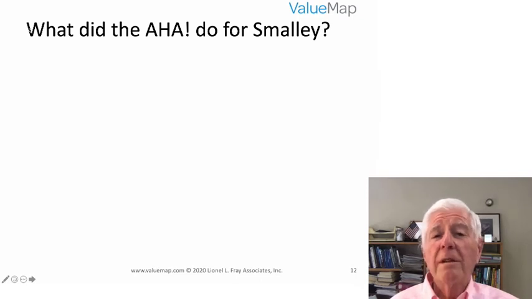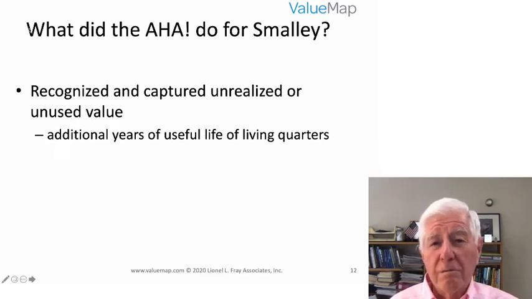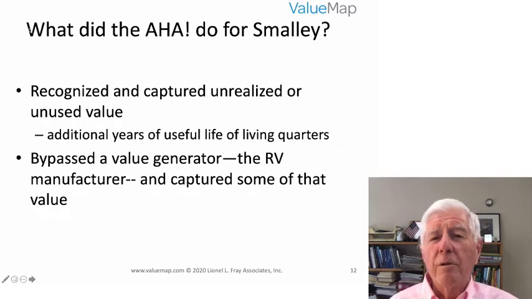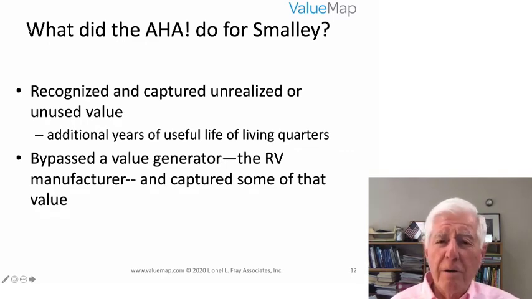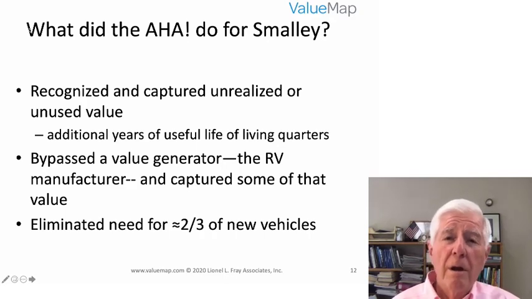So, what did the aha do for Smalley? Which got us additional years of useful life from the living quarters. We could do that maybe once or maybe twice. So we bypassed a value generator, which was the RV manufacturer, and captured some of that value for ourselves in effect. And the net result is that we eliminated the need for about 2/3 of new vehicle purchases where we're buying the whole RV.